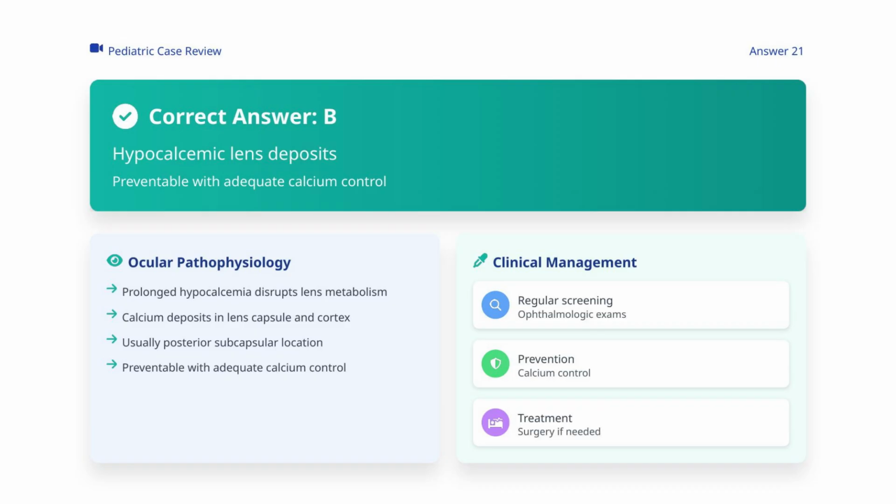Prolonged hypocalcemia disrupts lens epithelial metabolism, promoting calcium phosphate crystal deposition in the lens capsule and cortex. Cataracts typically develop in posterior subcapsular regions. They may impair vision, requiring surgical extraction if significant. Early diagnosis and consistent calcium replacement prevent cataract development. Regular ophthalmologic screening detects early changes. This complication emphasizes long-term consequences of inadequate metabolic control. Optimal calcium management from diagnosis prevents irreversible, vision-threatening complications.